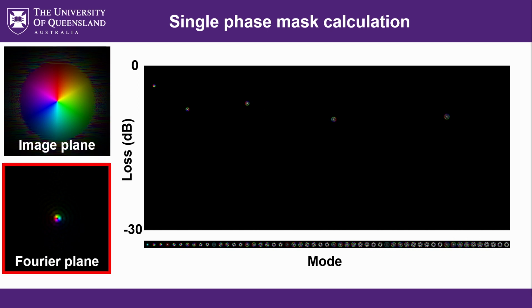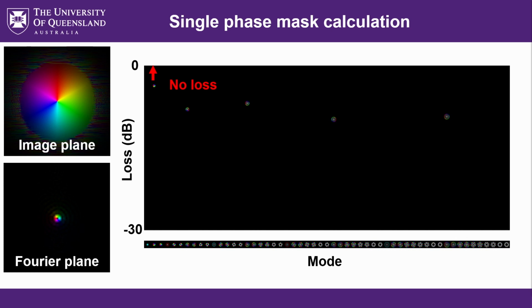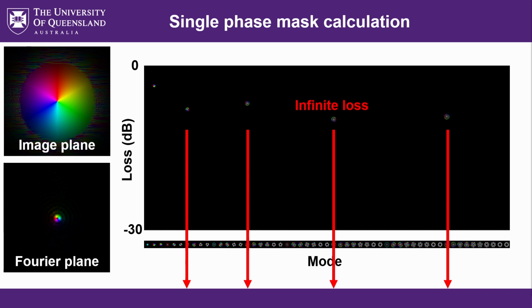Then below that, we've got the Fourier plane of the mask, which gives us something that resembles the desired LG mode. And then we've got the graph on the right, which tells us how efficiently each of the first 55 LG modes are excited by that mask. So points on the graph are illustrated as the modes themselves to make it easy to interpret by eye. Ideally, you'd have 0 dB loss for the desired mode, so no loss, and infinite loss for all the other modes, meaning you've excited the desired mode completely and no other modes.